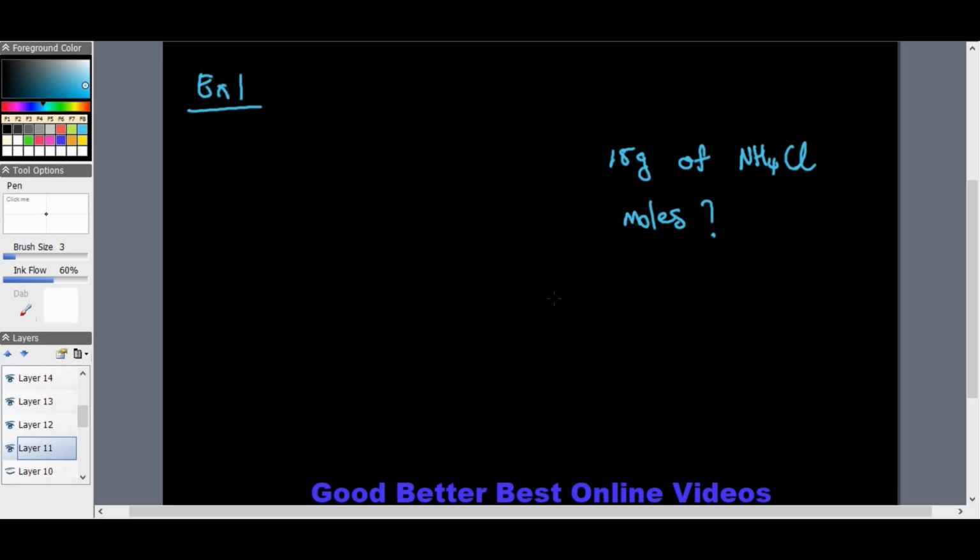Now I need to go and calculate the molar mass. So what is the molar mass of NH4Cl? Well, that's going to equal the molar mass of nitrogen plus hydrogen plus chlorine. Obviously, I've got 4 hydrogens. So I'm going to say 14 plus 1 times 4. 1 is the molar mass of hydrogen, and 14 is the molar mass of nitrogen, plus 35,5, which is the molar mass of chlorine. 14 plus 1 times 4 is 4, plus 35,5 gives me a molar mass of 53,5 grams per mole.